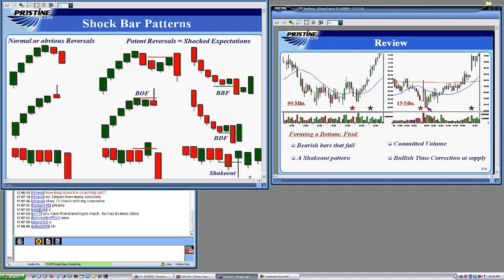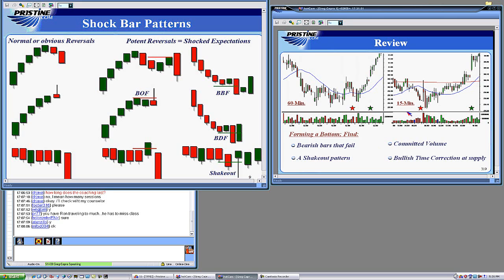Shakeout patterns. Here we see the 15-minute chart is a move down, which might look like a bottoming tail on a higher time frame. Time corrections at supply.